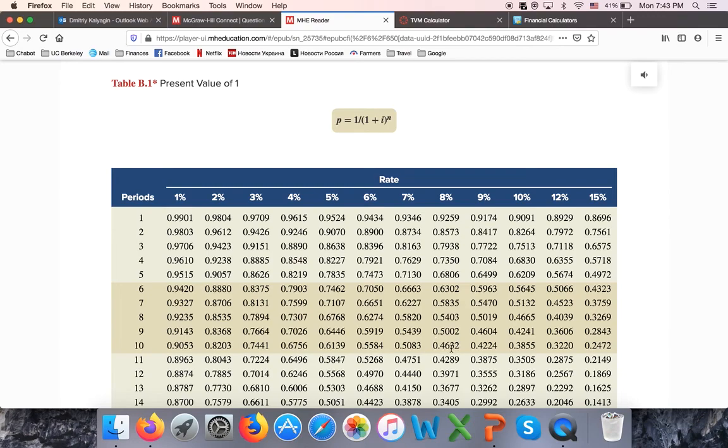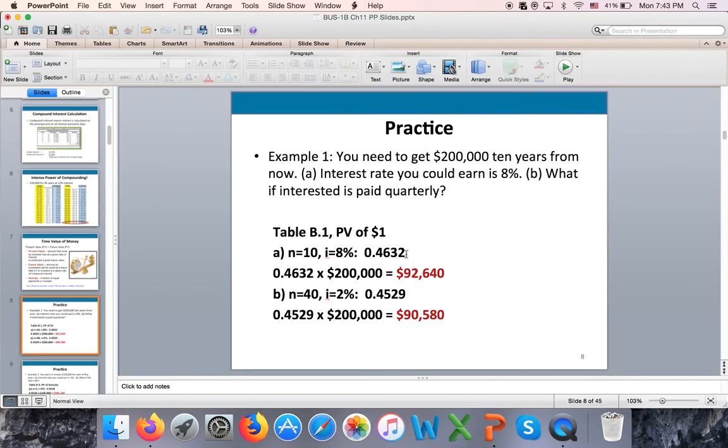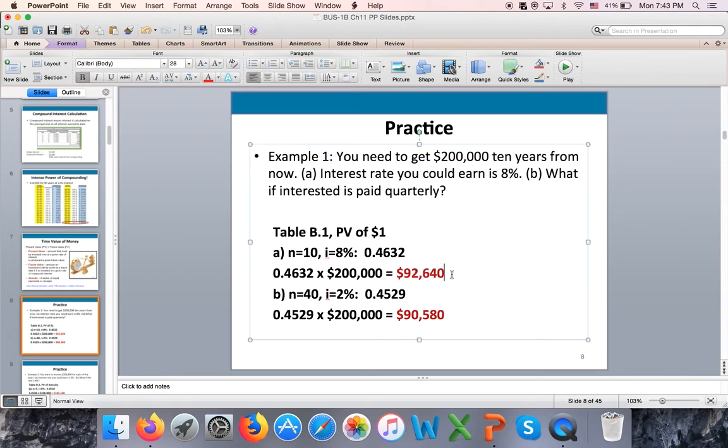What it means is that if I invest 46 cents today, it will grow in 10 years to be $1. But I want it to grow to be $200,000. So I take this present value factor, 0.4632, multiply by the future value. This is how much I should invest today. If I invest today $92,640, at this rate, 8% for 10 years compounded annually, it will grow to be $200,000.